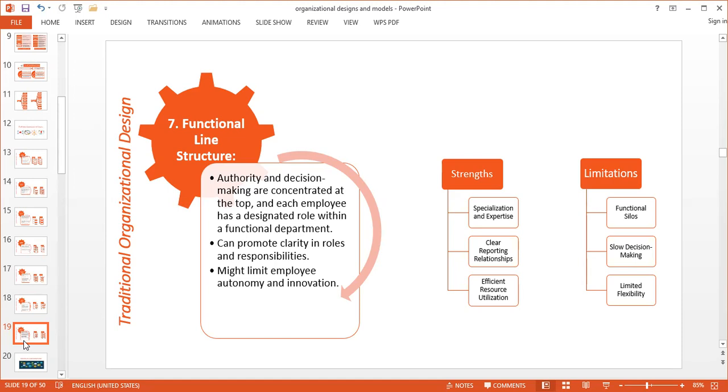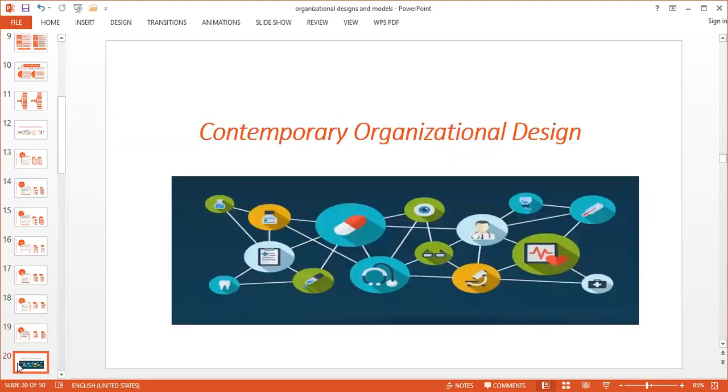Strength of this design is specialization and expertise, clear reporting relationships, efficient resource utilization, while limitations include functional silos, slow decision making, limited flexibility. The next one is contemporary organizational design.